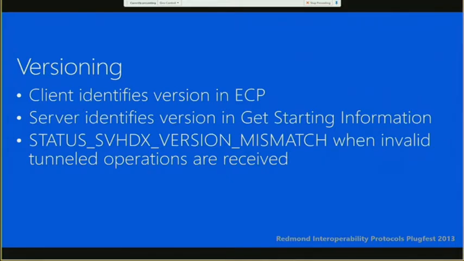Before I go into the details, I'm going to talk a little bit about versioning. You'll notice there was a client version in the ECP. So in the extra create parameter, the client says, hey, I'm version 1, 2, 3, or 4, so on, whatever. The server can know this. In get starting information, which is the first tunneled operation after the create, which I'll talk about in just a minute, the server identifies its version. And then the server later on, when it gets operation codes it doesn't know about, so that are too big, it returns a version mismatch error code. So that's how versioning is handled right now.